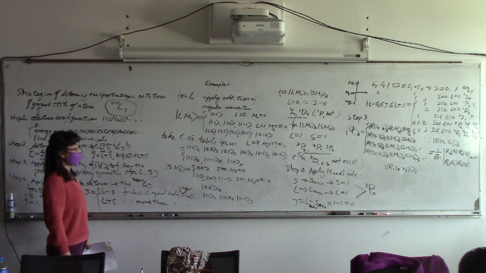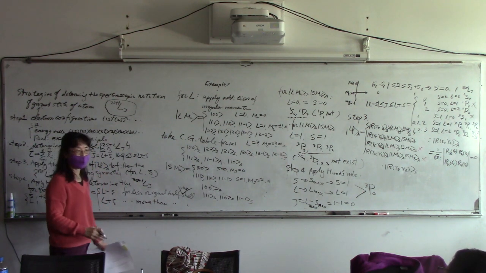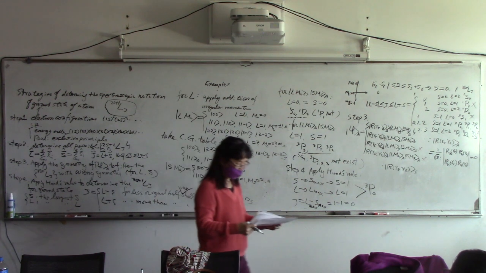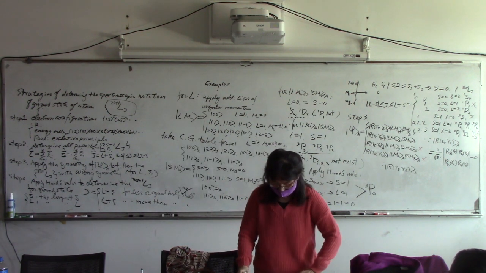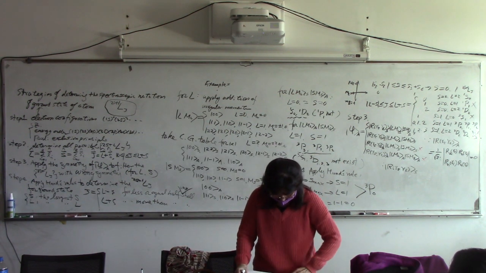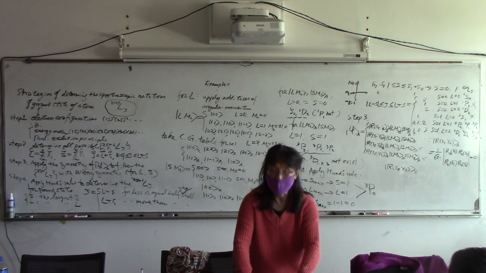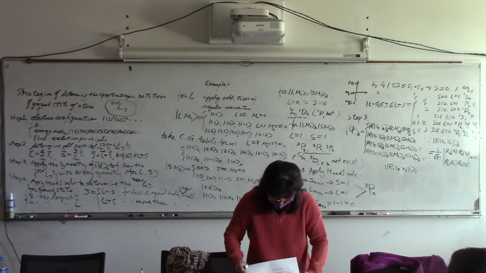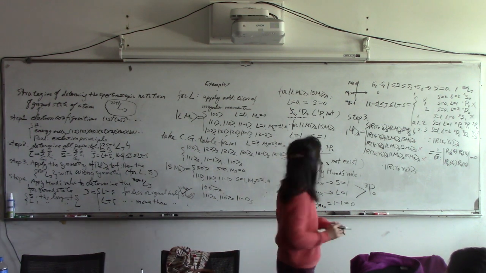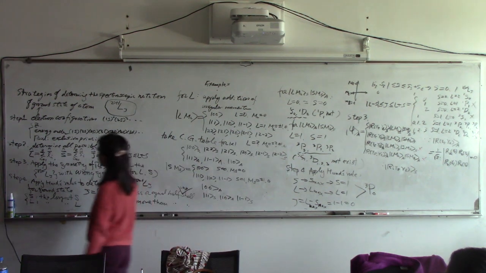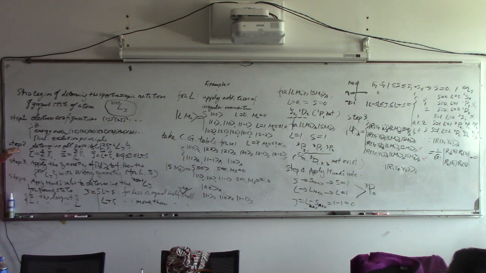Spectroscopic notation for the ground state of carbon. Okay, this is complicated. Now, let me see. I'm going to give you, since I think we still have a little time, an easier way to skip. I will introduce an easier way to skip step 2 and 3.